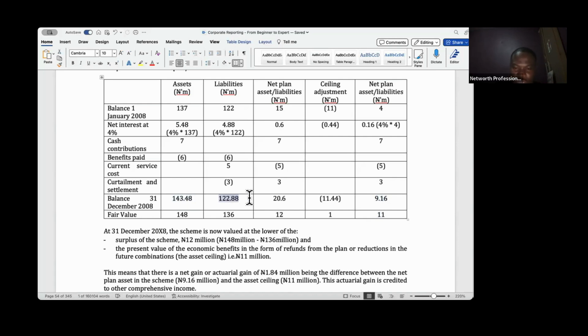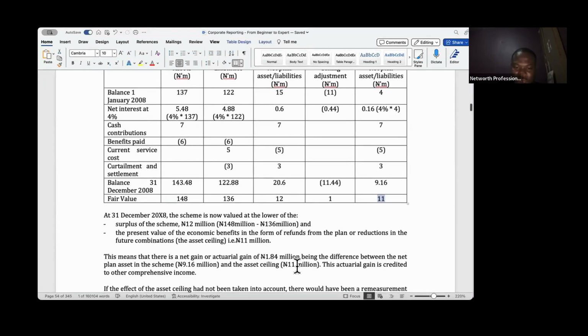When I compared it with this, the asset was also higher here, 20. And if I consider this ceiling adjustment here, this 11 here and this 0.44 here, I have this. Removing it from this 20.6 brings it down to 9.16. And since my book value now is saying my surplus is 9.16, but asset ceiling is saying, no, it is more than that, so that is a gain. So that's like a return on plan asset of the difference.